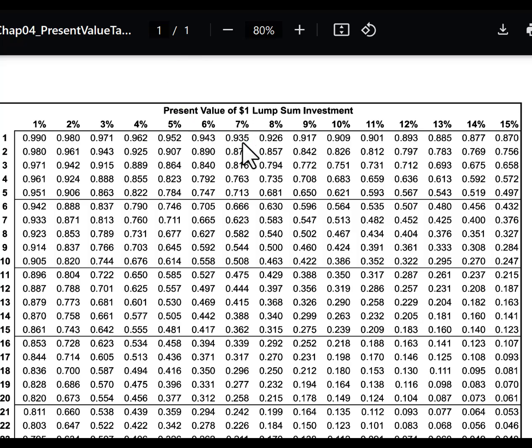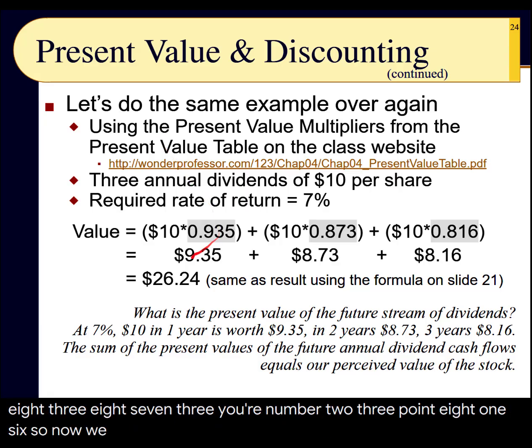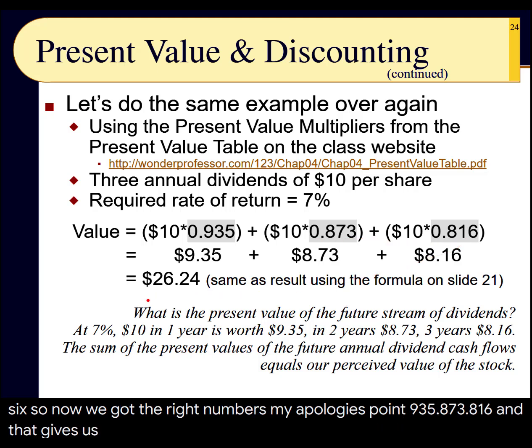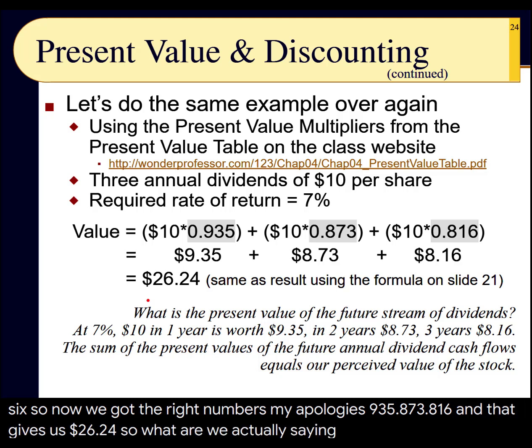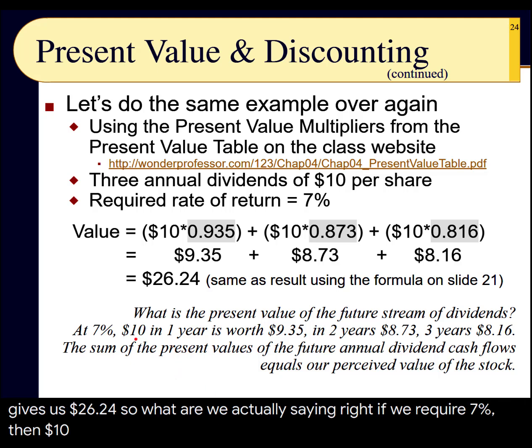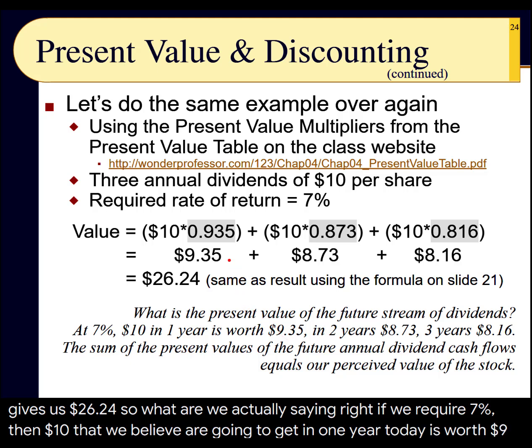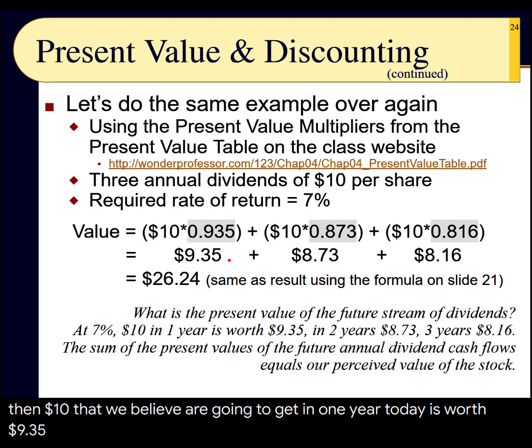7%, 0.935 for year number 1, 0.873 for year number 2, year number 3, 0.816. So now we got the right numbers. My apologies. 0.935, 0.873, 0.816. And that gives us $26.24. So what are we actually saying, right? If we require 7%, then $10 that we believe we're going to get in 1 year today is worth $9.35. That's what the present value means.